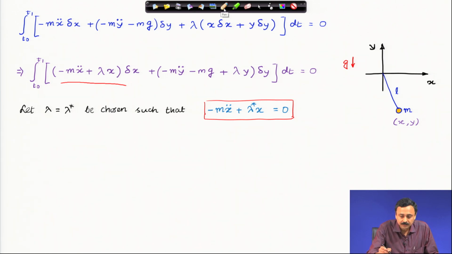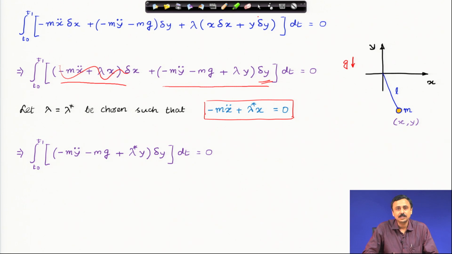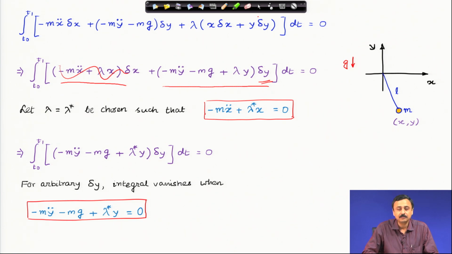Then what am I left with? I do not have this, this goes to 0. So, the whole term drops out from my variation. Now, what is left is this, and in this I will say delta y is arbitrary. Therefore, if the integral is to vanish, the coefficient of delta y must vanish. Now, this is what we are left with, and here delta y can be chosen arbitrarily. If delta y is arbitrary and the whole integral must be 0, then the coefficient of delta y must be 0.